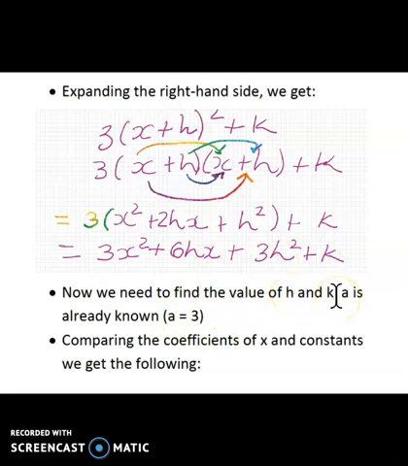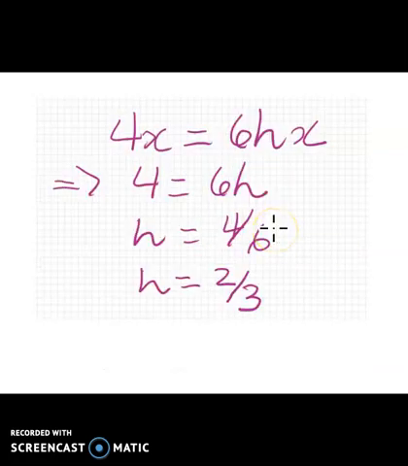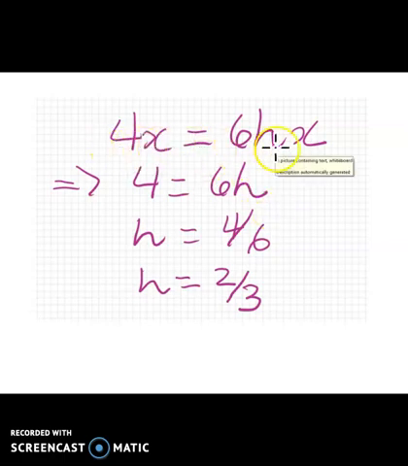Alright, so we're going to take the 4x and equate it to 6h. And we're going to take the 5 and equate it to 3h squared plus k. So we're going to equate some terms now. Let's look at the equating of these terms. It's 3x squared plus 4x plus 5, so 4x is equal to 6hx. So we have that h is equal to 2 on 3.